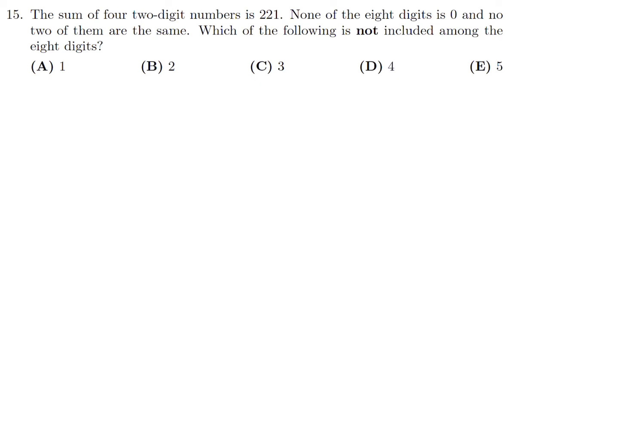The sum of 4 two-digit numbers is 221. None of the 8 digits is 0, and no 2 of them are the same. Which of the following is not included among the 8 digits? All right. So we've got 2-digit numbers, 4 of them. And we're going to add them all, and it gives me a sum of 221. And then they're saying which one of the following is not among these 8 digits. All right.